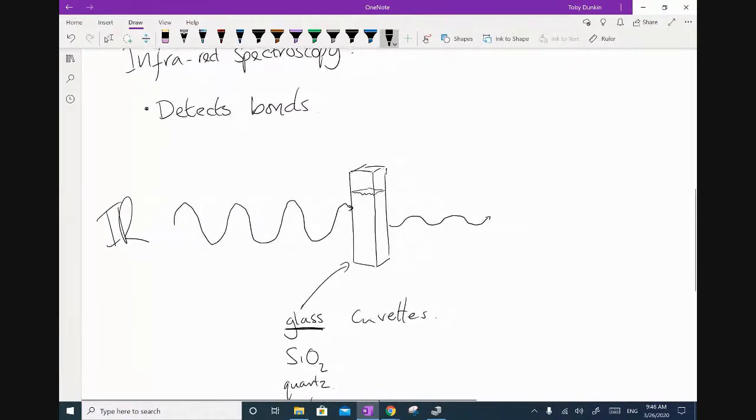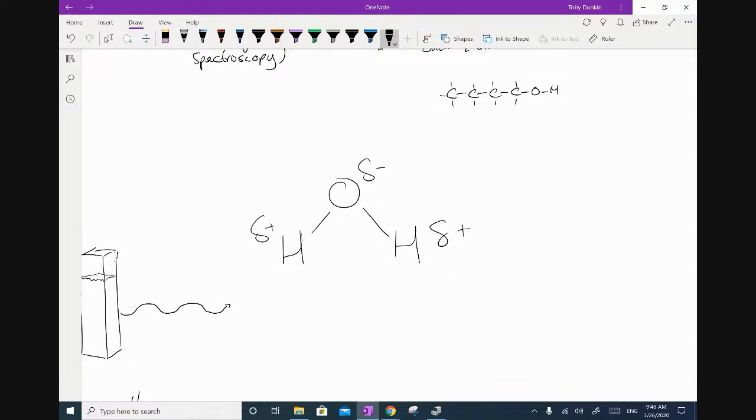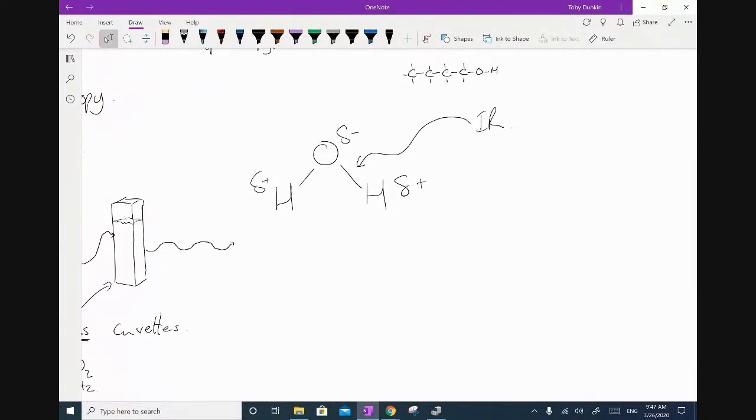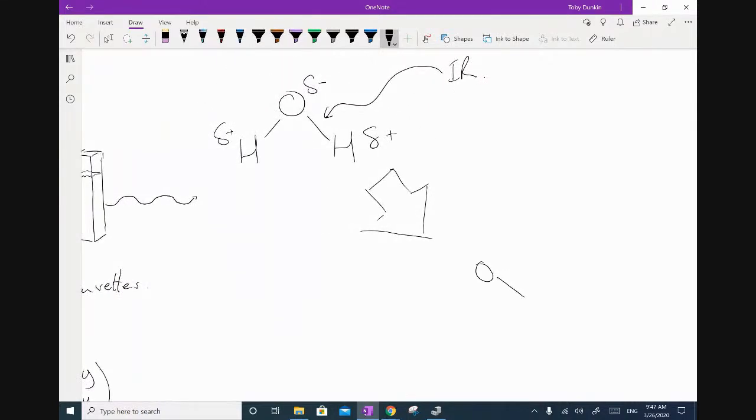The reason why it gets absorbed is because of the bonds. Let's look at water as a great example. These bonds are polar, which means they're going to be able to absorb infrared radiation. And what this means is that they're going to then vibrate more. Those bonds absorb it, and the molecule starts vibrating more.